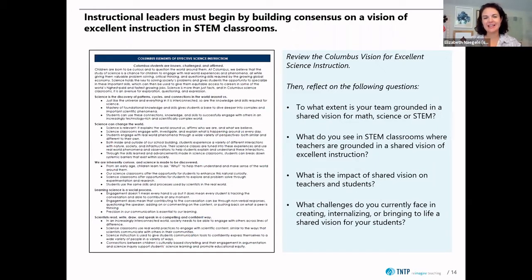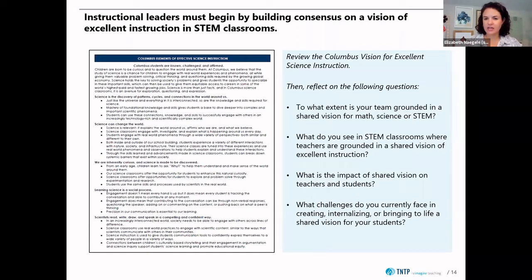And so we've looked at a science example here, but we're really thinking about shared vision across all parts of STEM, thinking about mathematics too. So feel free to share your reflections around shared vision for math and or science in your breakout groups.